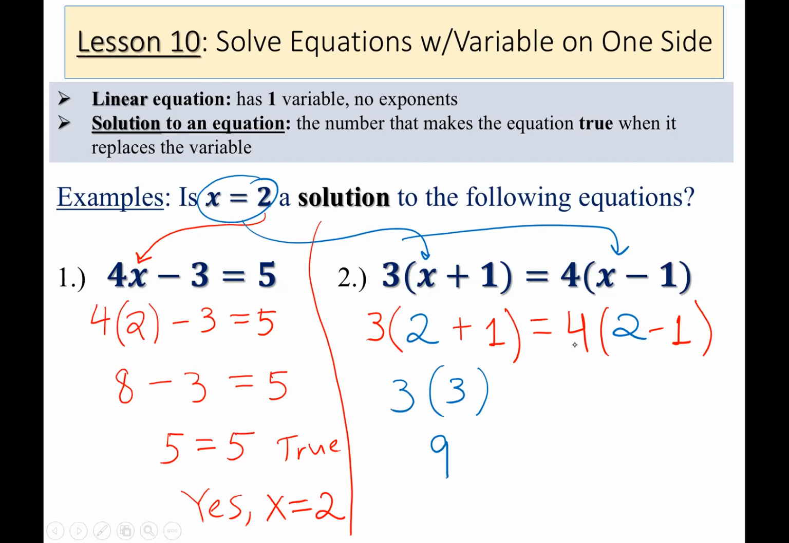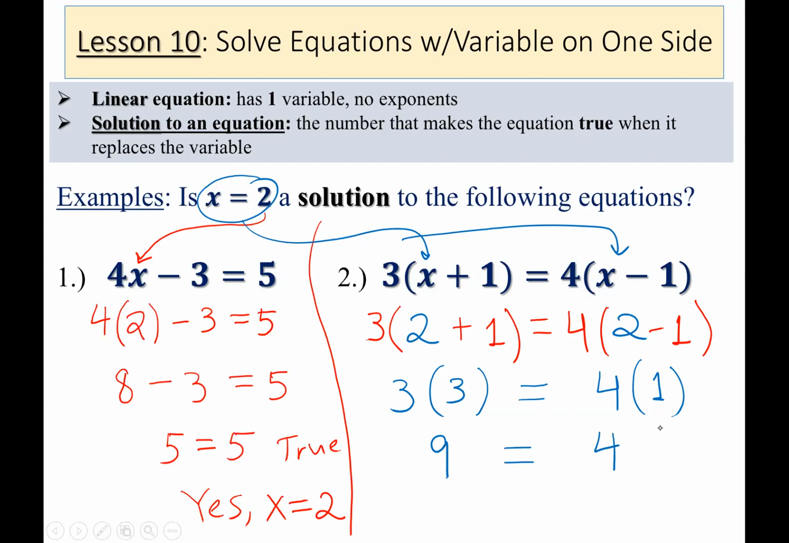On the right side, we have 4 parentheses 2 minus 1. So let's simplify inside the parentheses. 2 minus 1 is 1. Bring down the 4. So I have 4 parentheses 1, which means 4 times 1, which is 4. So it looks like we have 9 on one side of the equal sign and 4 on the other. So you can see I've just written 9 equals 4.